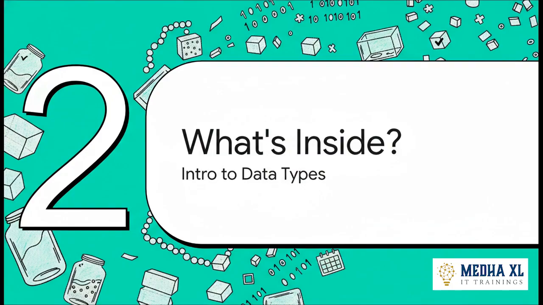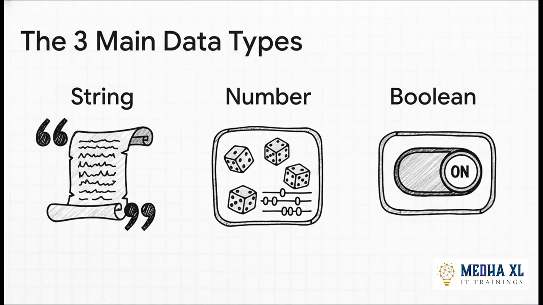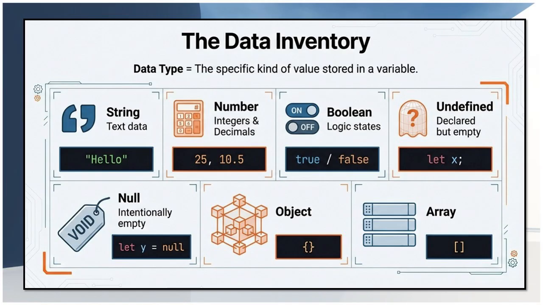Okay, so we've built our containers and we've labeled them. The next logical question is, what kind of stuff can we put inside? And this brings us to a really important concept called data types. Now, while there are several types of data in programming, you are going to use these three about 90% of the time. First, you have a string, which is just any piece of text, always wrapped in quotes. Second, you have a number, which can be a whole number, a decimal, doesn't matter. And third, you have a Boolean, which is just a simple true or false. It's perfect for answering yes or no questions in your code.